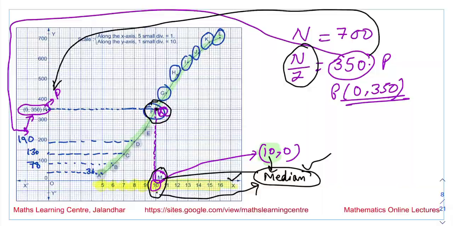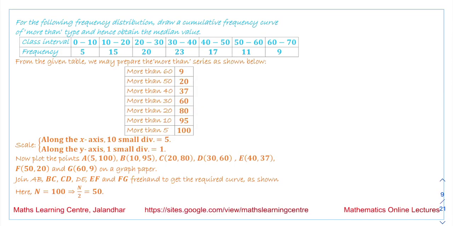Next, this data is given to us. We have to draw the cumulative frequency curve of more than type and hence obtain the median value. These are the class intervals: 0 to 10, 10 to 20, 20 to 30. So when we are preparing the table of more than type, we start from this side.